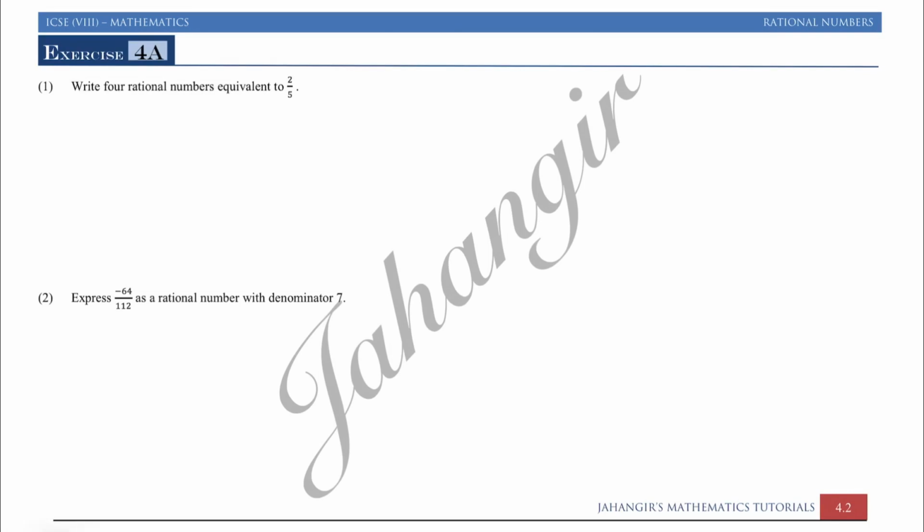You have to write four rational numbers equivalent to this. See, if we have the rational number 2 by 5, so the second rational number we can write as 2 by 5 into, if you multiply by 1 it will remain same, so let us multiply by some other number. In a fraction you can multiply the same number to numerator and denominator, so it will become 2 2s are 4, 5 2s are 10. If you cancel out you will get the same number.